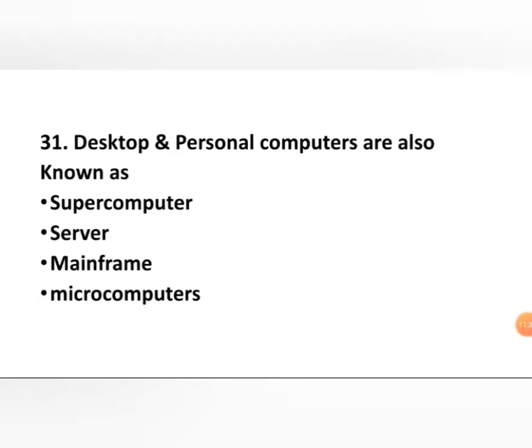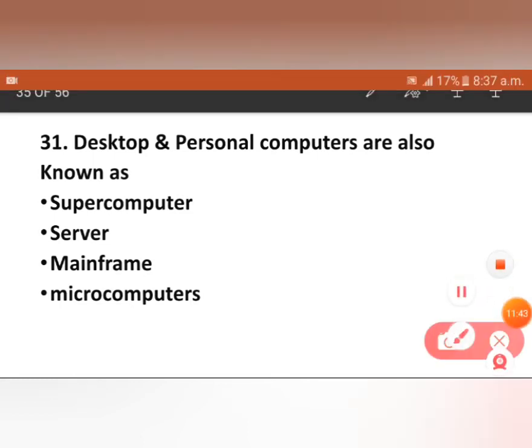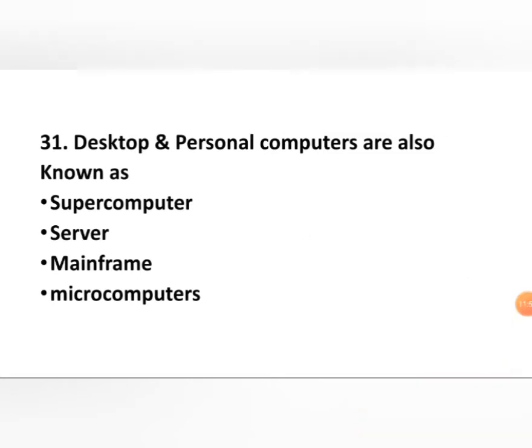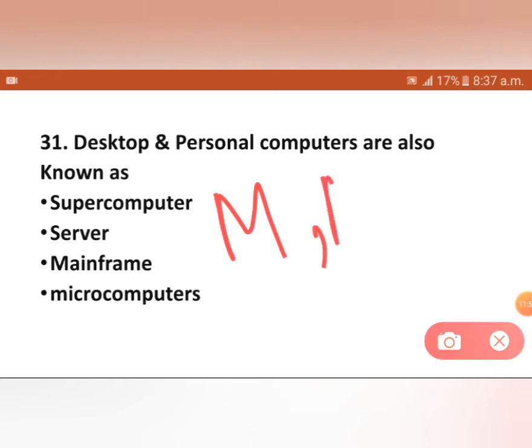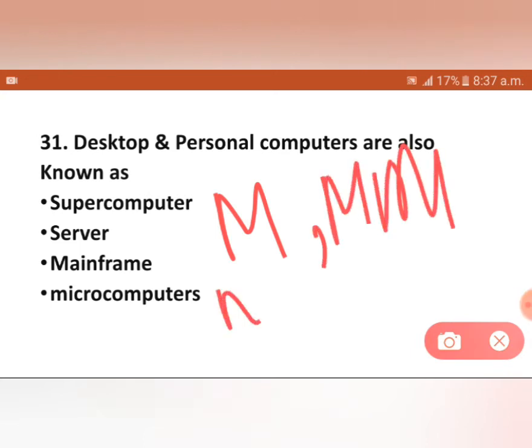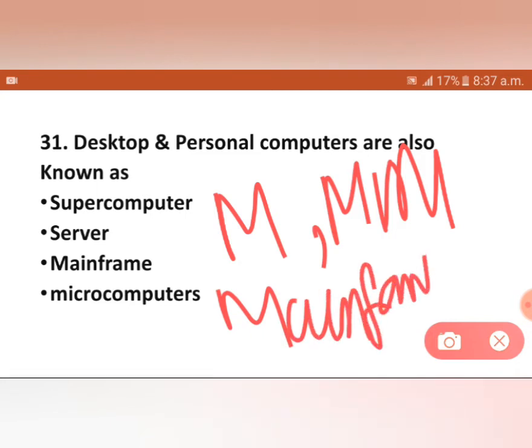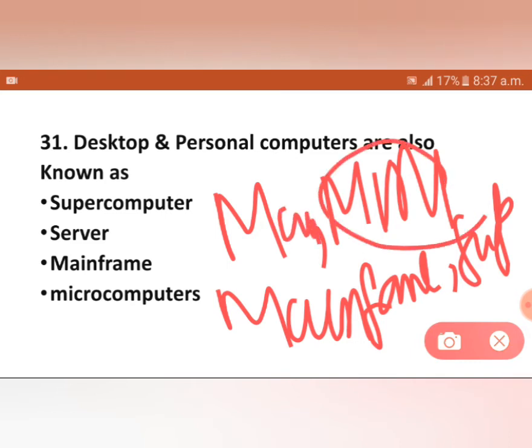On the basis of size, computers are classified as micro, mini, third is the mainframe, and fourth is the supercomputer. This is the mini, this is the mainframe, this is the supercomputer, and this is the micro. So desktop and personal computers are also known as microcomputers. I hope you have got this.